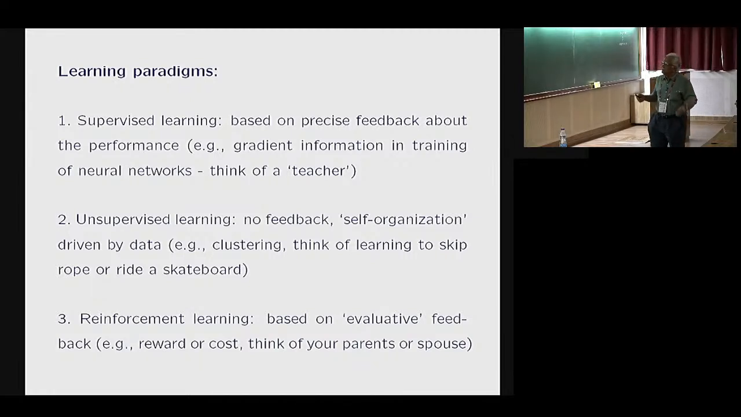Sort of you self-organize. So clustering is one standard example. You can think of skipping a rope or riding a skateboard, which basically you have to learn yourself. And reinforcement learning is supposedly between the two of them. So you get some feedback, which is called evaluative feedback. That means you get some reward or cost, possibly noisy. I have not taken noisy rewards, but that can be easily accommodated. And think of your parents or spouse just making a face, scolding you or smiling at you without giving you any precise reason why.